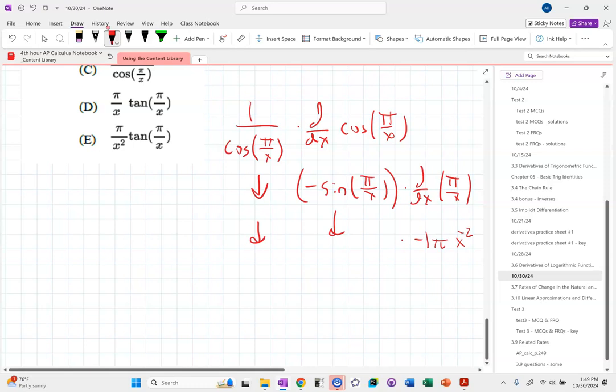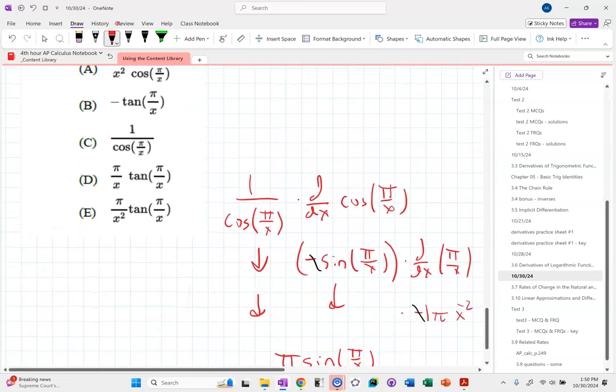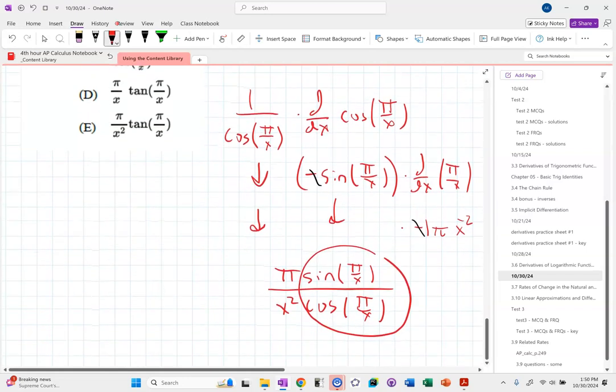And then the derivative of this is going to be negative 1 times pi x to the negative 2. So if I put this all together, negative cancels with negative. My numerator is going to be pi sine pi over x, and my denominator is going to be x squared cosine pi over x. And I notice here that sine over cosine is tangent. So I got E, it looks like. Does that feel okay?